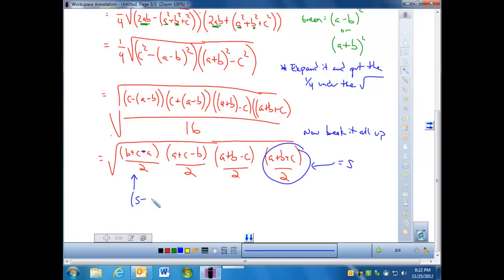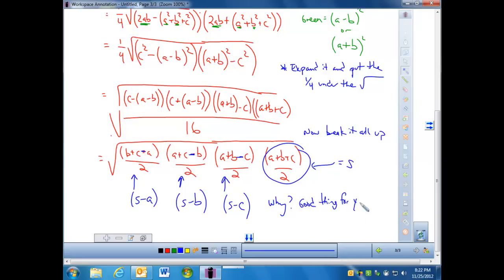If you look at that and you don't see it right away, try to figure out how come that really equals S minus A, and this one really equals S minus B, and this really equals S minus C. I'm going to leave that for you to figure out. And if you try real hard, maybe you put a good 15 minutes into trying to figure that out, come and ask me then. I'll be more than happy to show you how that works.